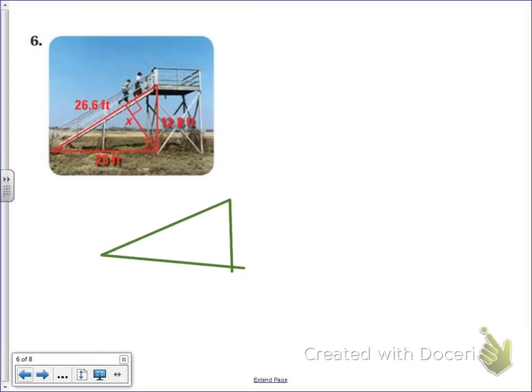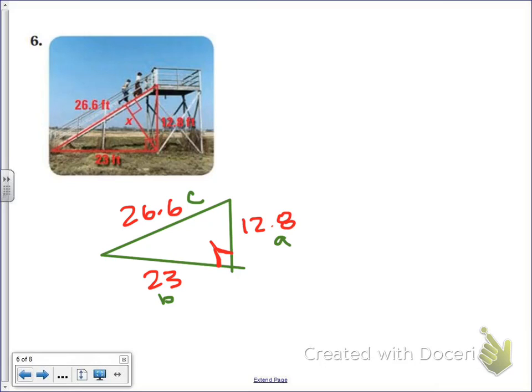So our original triangle, I know it's a pretty bad drawing, but I'm trying to go quick here. So we have 26.6 as our hypotenuse. We have 12.8, and we have 23. So just for arbitrary labels, I'm going to say 12.8 is A. I'm going to say 23 is B, and 26.6 is C.